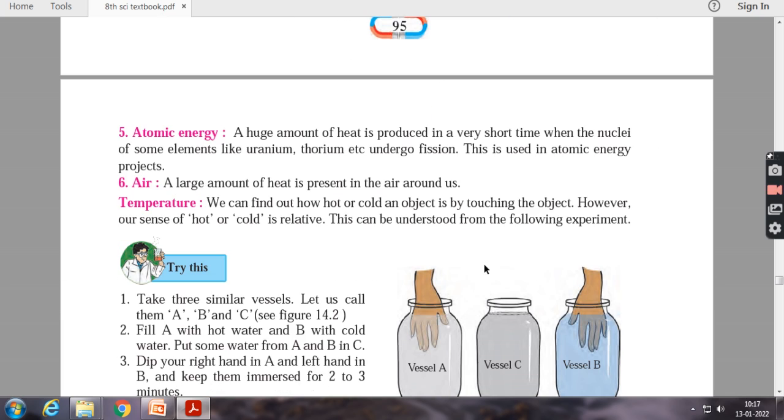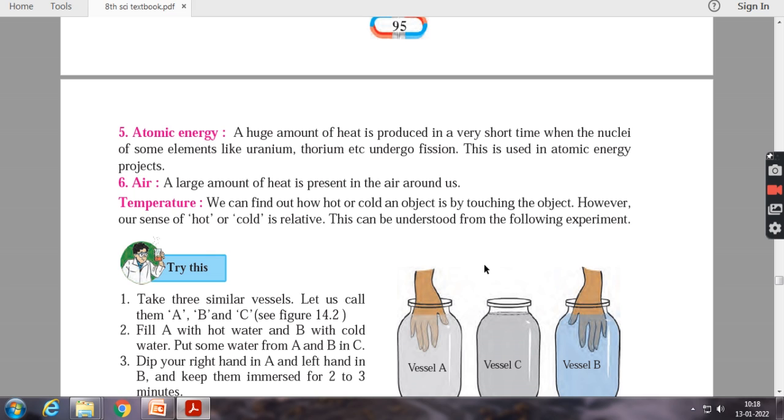Students, next is atomic energy. Basically we don't use atomic energy in daily life, but it is there. There are nuclei of elements like uranium and thorium. They bombard these particular elements, and they form atomic energy. They produce a huge amount of energy. So this is called atomic energy.